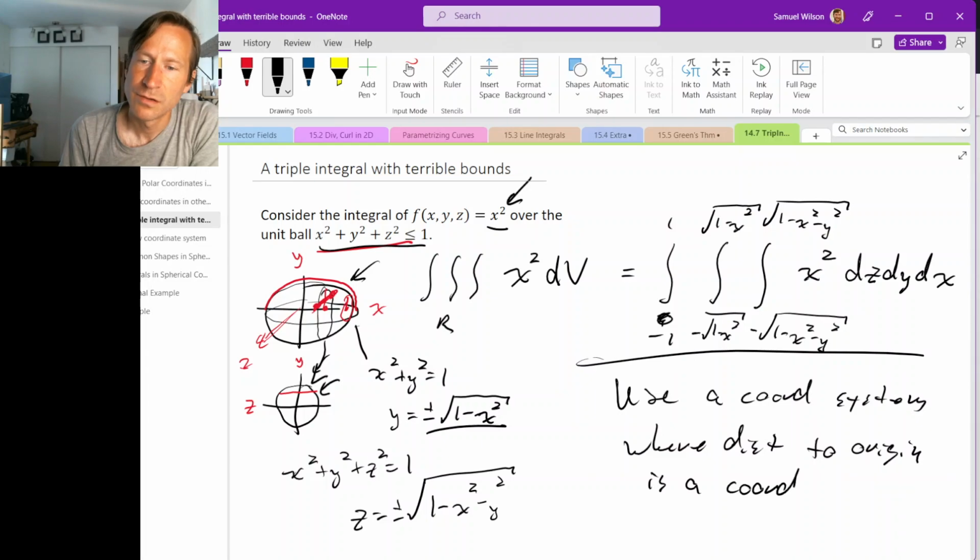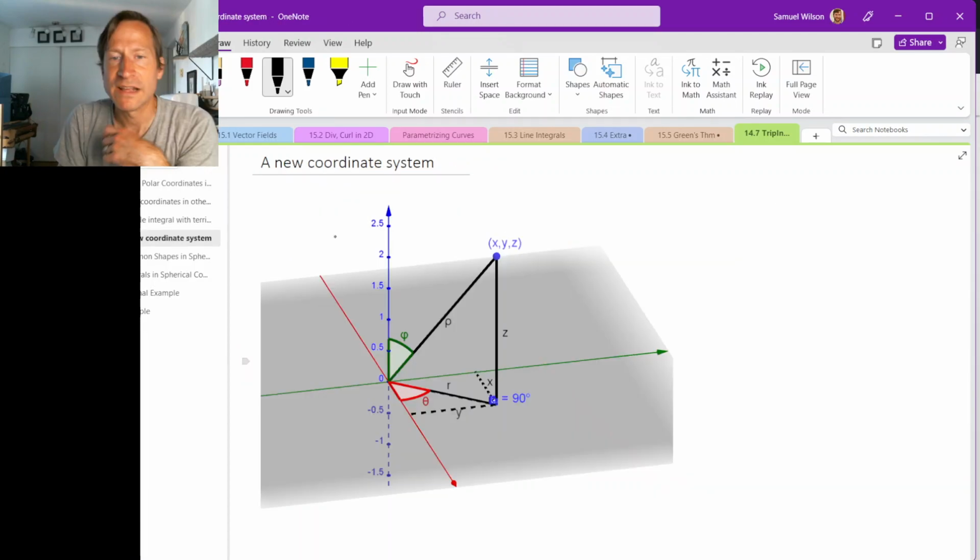Okay, so let's see how that would work out. All right, so we have a point in 3D space, and we're going to use the distance from the origin as one of our coordinate systems. So this looks like a p, but this is actually a rho. It's a lowercase Greek r, essentially.